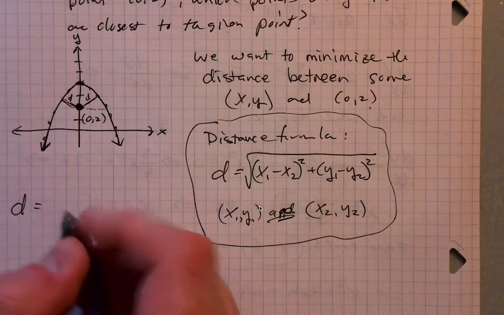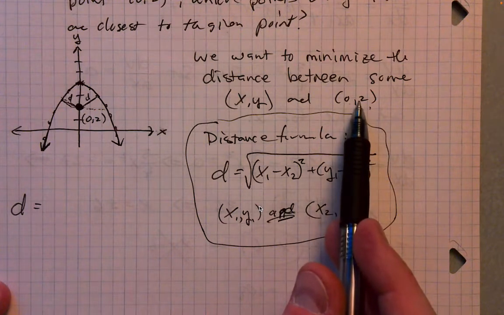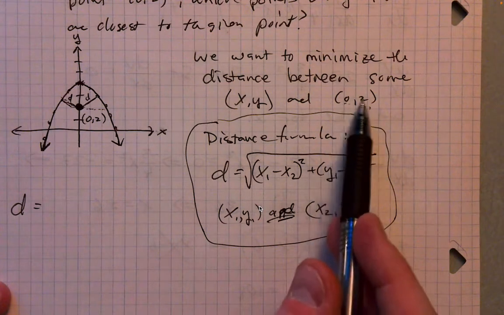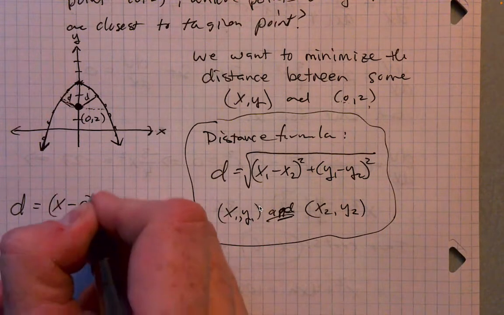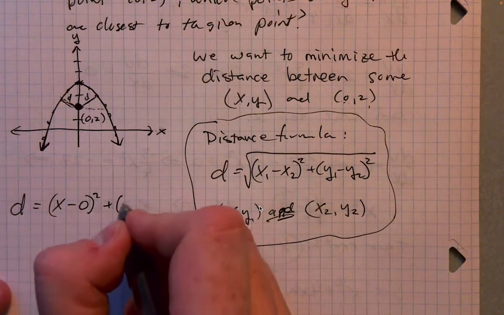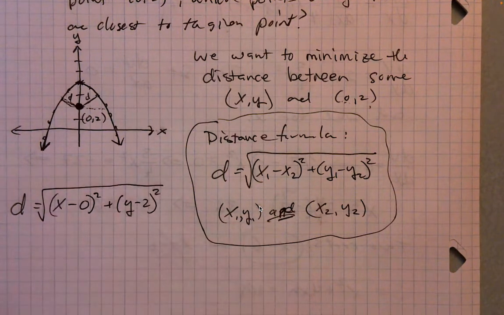So d equals, let's call this x1, y1 and this x2, y2. So you're going to have x minus 0 squared plus y minus 2 squared, and we need the square root of that. And so this is what we want to minimize.